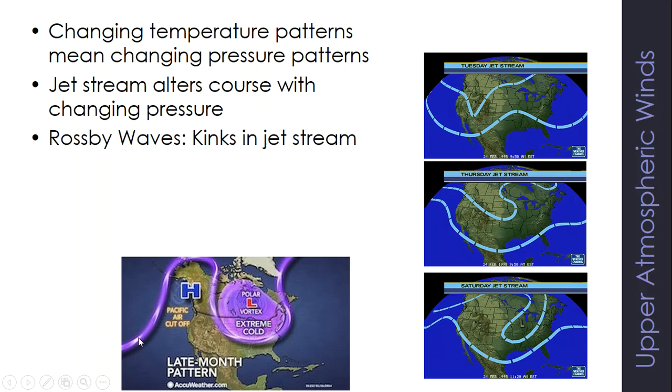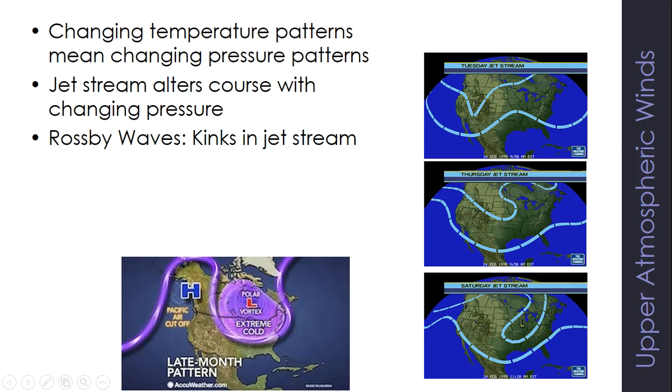Rossby waves are these kinks that happen in the jet stream right here, right? They don't flow straight, but they flow around these areas of high and low pressure. So when you have an area of high pressure that's pushed up here, the jet stream is going to curl around this high pressure, then curl around. It's going to drag cold air from Alaska and from farther north and bring it down, and you're going to get this cold that happens.